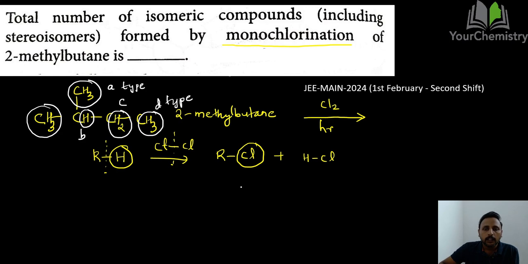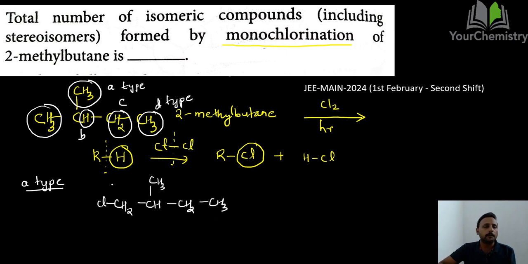So let's do that. I already told you what monochlorination is: replacing a hydrogen with chlorine. Let's take one of the hydrogens of the A type and replace it. What could be the product? See very carefully, the product is going to be CH2Cl, CH, CH3, CH2, CH3. This will be the compound because I replaced one of the hydrogen atoms of the A type. So I got a new compound. How many chlorine atoms are there in that compound? Just one, so it is a monochlorinated product. Is that clear?